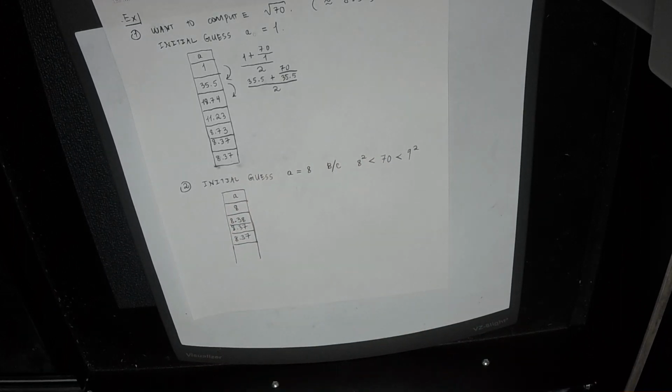So do you see that having a high quality initial guess is useful, right? It would have been even more pronounced if we had been computing, instead of the square root of 70, something like the square root of a billion. It would have taken a while to finally start getting close.